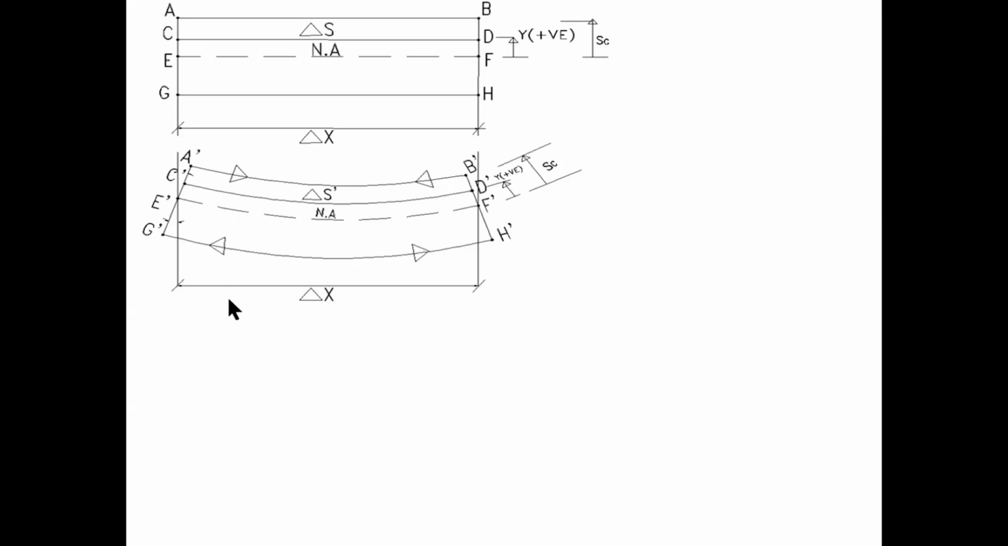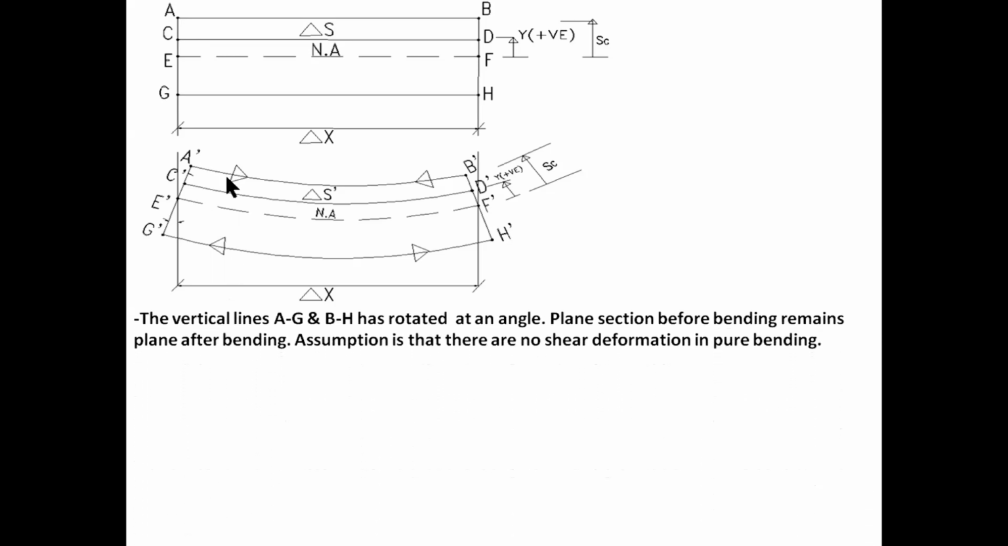1, you can see that the vertical lines, points A to G and points B to H at either ends, have only rotated at a particular angle. However, it still remains straight. What we do notice is that there is no deformation in the vertical plane, but only rotation. The assumption here is, and you've heard this before several times, that there is no shear deformation in pure bending. This implies that a plane section before bending remains plane after bending.